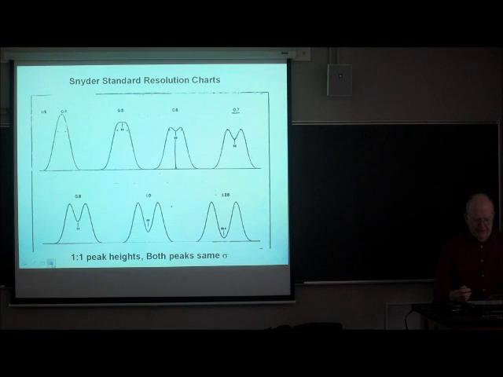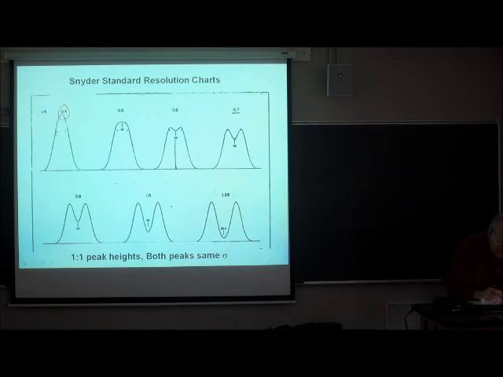And what he's done here is plotted 7 different pairs of peaks. Both peaks are of the same height, exactly the same height, and both peaks have the same standard deviation. And what he's doing is showing you what the peaks would look like if the resolution were only 0.4. You're only going to see one big lump. It's going to look, for all intents and purposes, like a single peak.